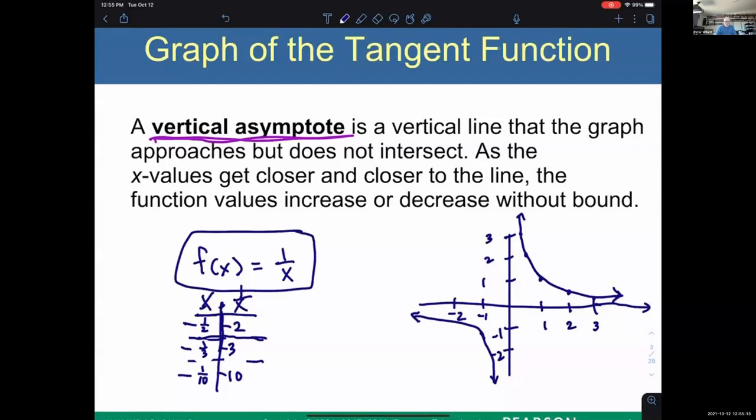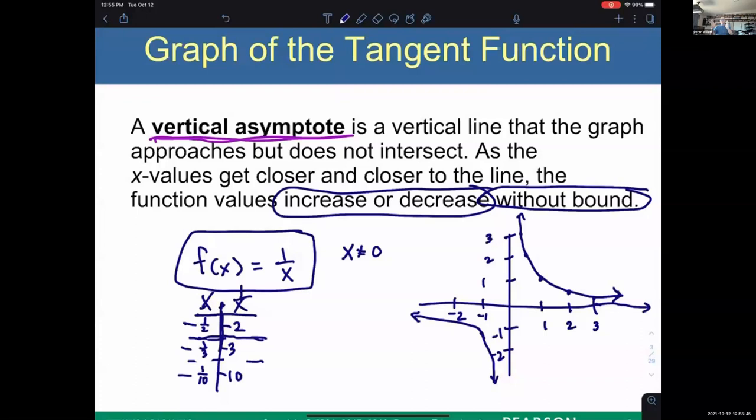But what you can see with this function is that it's an example where you have a value, in this case, 0, where x cannot be equal to that number because it would make this function undefined. I can't take 1 and divide it by 0. But as you get little teeny numbers that get closer and closer to 0, the values of the function themselves increase or decrease without bound. They basically head off to some sort of infinity. So as the x values come in closer and closer to 0, the values of the function shoot off to positive infinity on the right and negative infinity on the left.